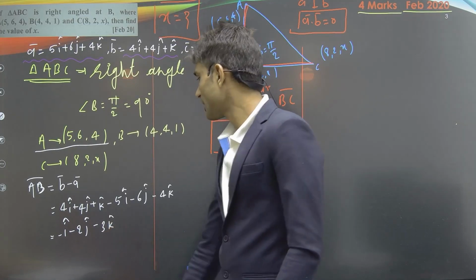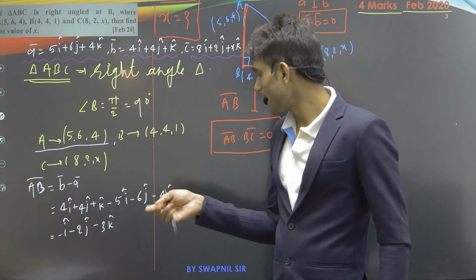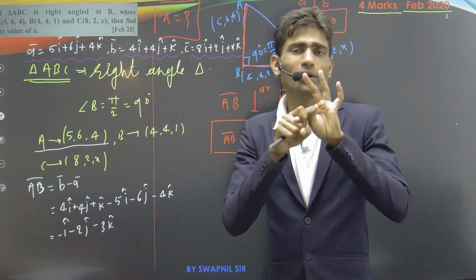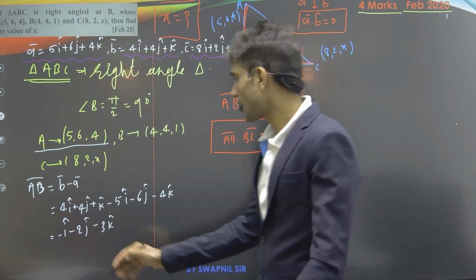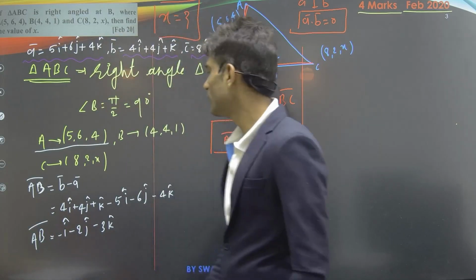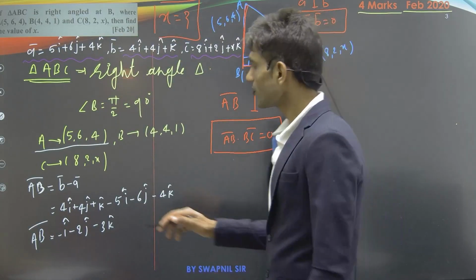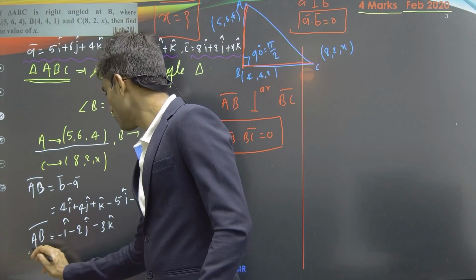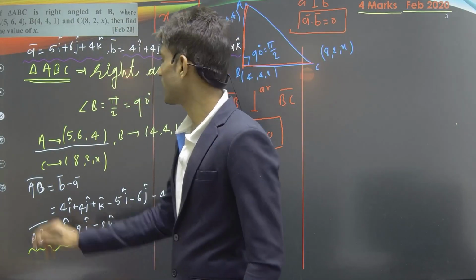Now see that 1 times K cap minus 4 times K cap, so we'll get negative 3 K cap. So it is the vector AB bar. I found the first vector, which is AB bar. Let me underline it here.